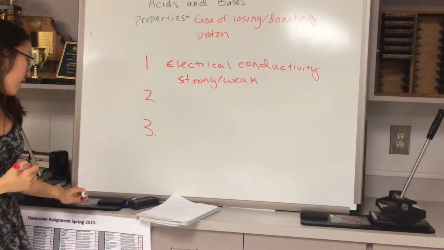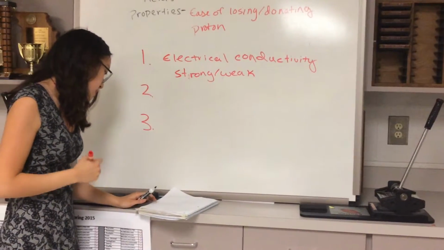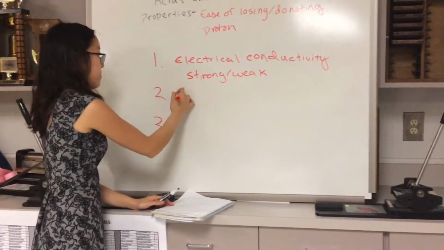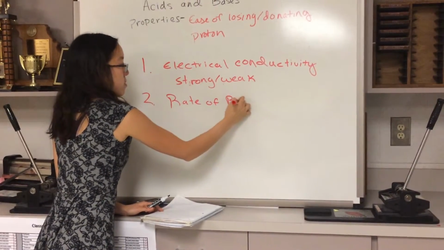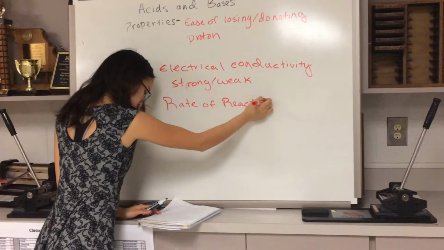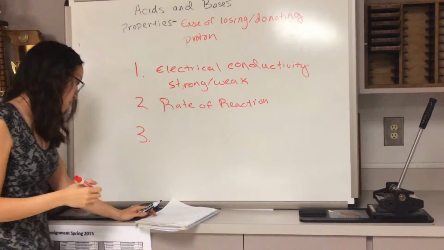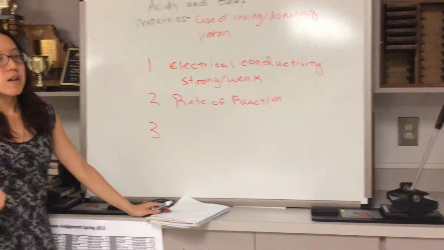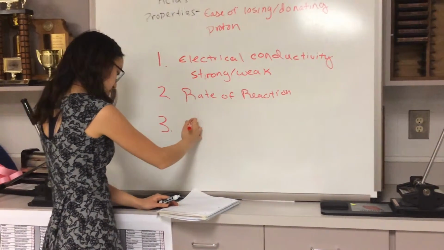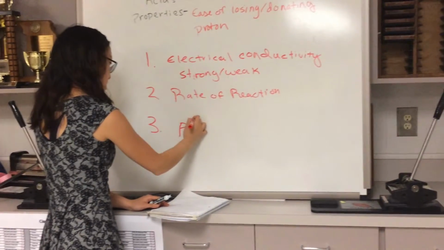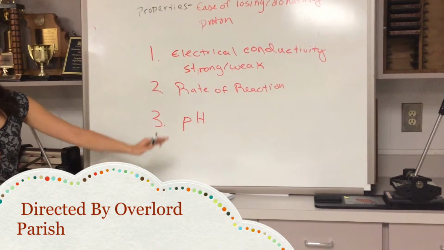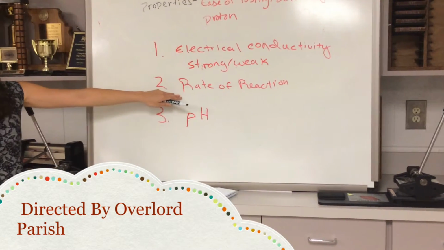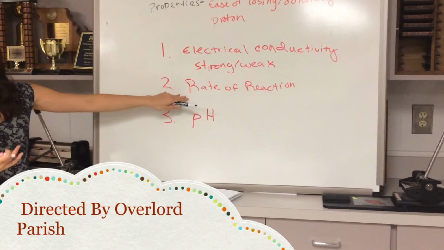Okay? And our next one is the rate of reaction. And finally, we can also differentiate through pH. If you think about rate of reaction, if it's a strong acid or base, the rate of reaction should be a lot faster.